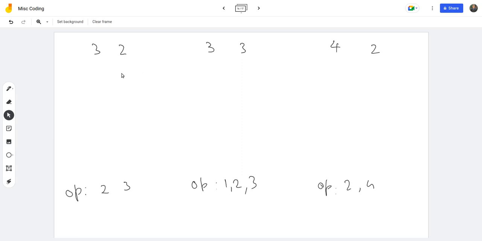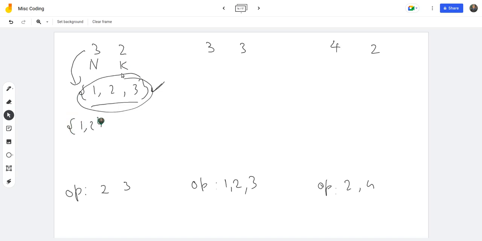For n equals 3 and k equals 2, we have the original set from 1 to 3 like this. We want to have a subset of size 2 from this given set such that the GCD is maximum. For this original set, there are three possible ways in which we can get a subset of size 2. It can be 1 2, it can be 2 3, or 1 3.